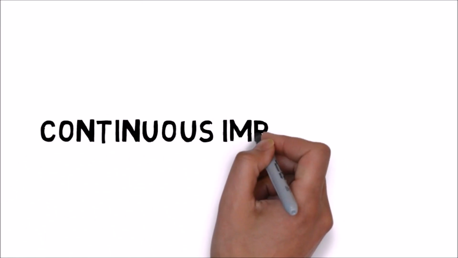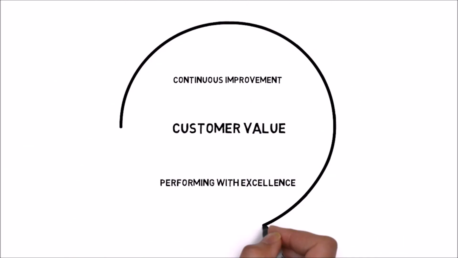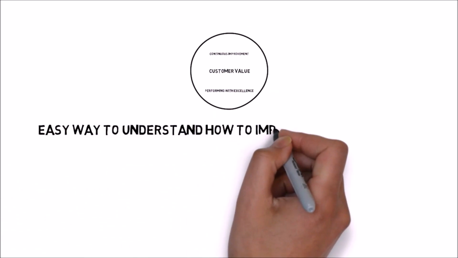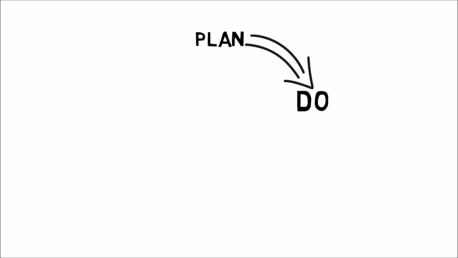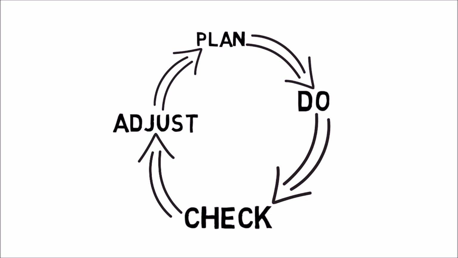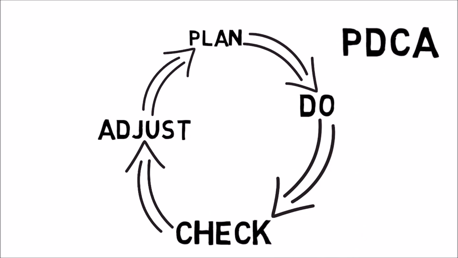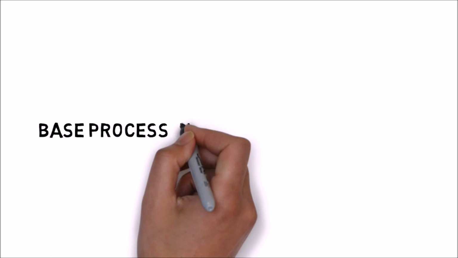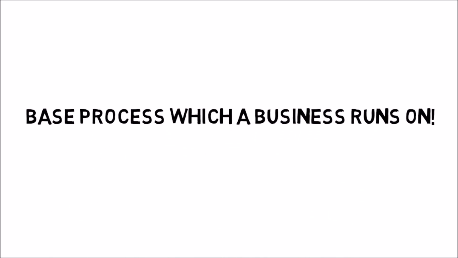We hear a lot these days about continuous improvement, customer value, and even performing with excellence. And amongst all these buzzwords, is there an easier and simpler way to understand how to improve the work that we do? Well, in fact, there is, and it is as easy as plan, do, check, and adjust, also known as PDCA for short. And in fact, it is the base process upon which a business runs. Well, how, you might ask?